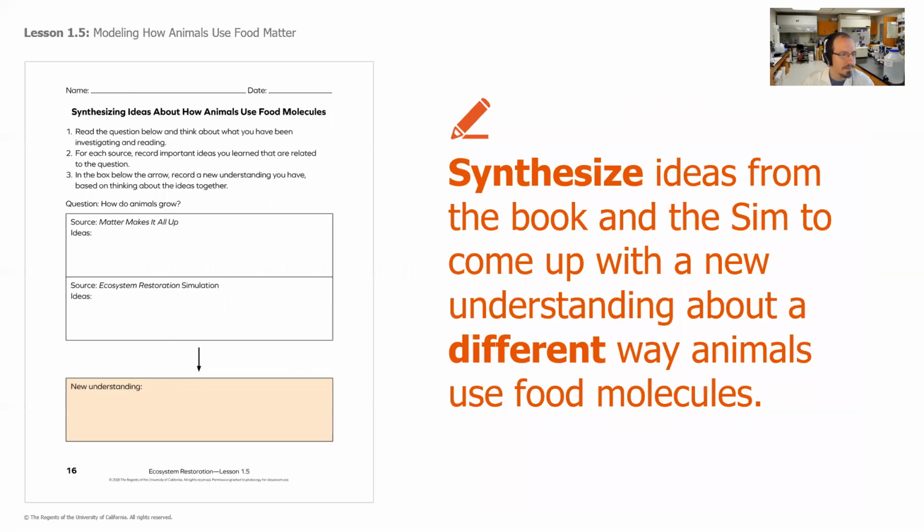Okay, so now what we want to do is synthesize those ideas from the book and the sim to come up with a new understanding about a different way that animals use food molecules. So you're going to be writing this in your own words, in your graphic organizer, and go do that in your Google Doc right now.